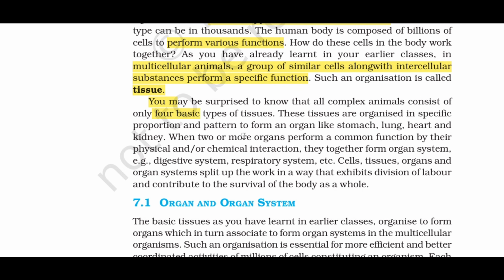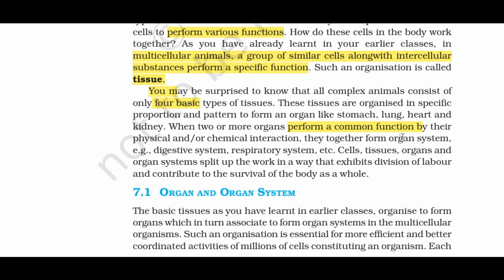When 2 or more organs perform a common function by their physical and/or chemical interaction, they together form an organ system, for example, digestive system, respiratory system, etc. Cells, tissues, organs and organ systems split up the work in a way that exhibits division of labor and contribute to the survival of the body as a whole.